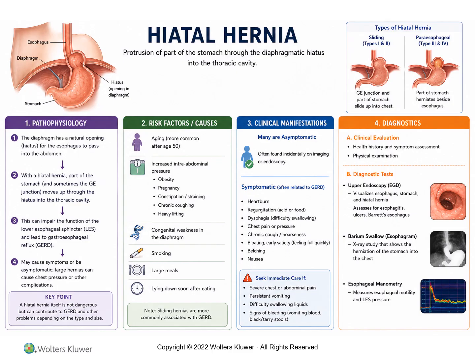So normally the stomach stays below the diaphragm, but with a hiatal hernia, part of that stomach ends up above the diaphragm in the thoracic cavity. So there's different types of hiatal hernias, but I mainly want you to understand the difference between sliding and paraesophageal hernias. So a sliding hiatal hernia is the most common, and with this type, the gastroesophageal junction and a portion of the stomach slide upward through the diaphragm.